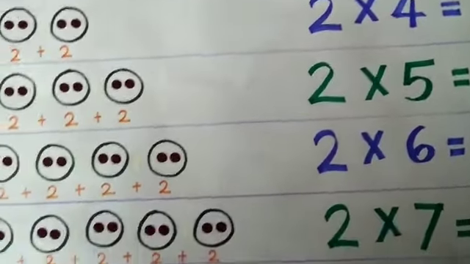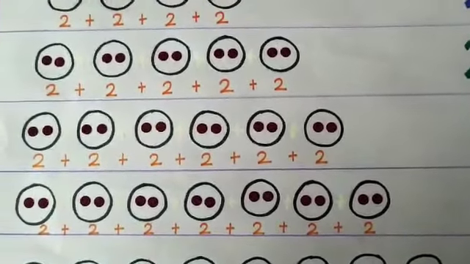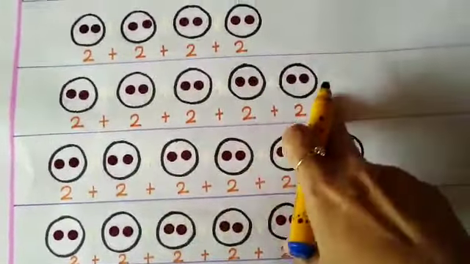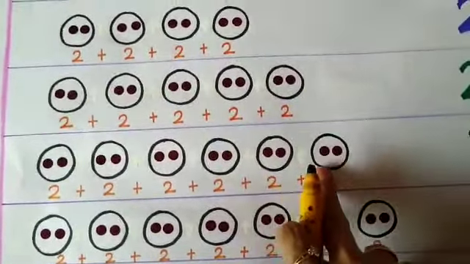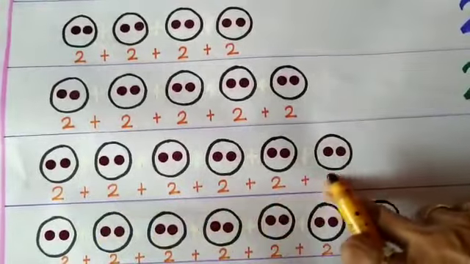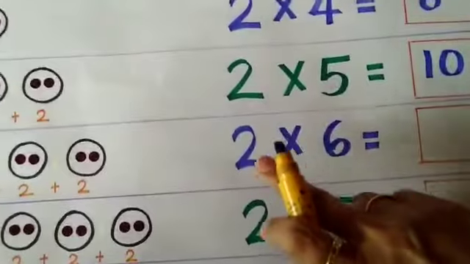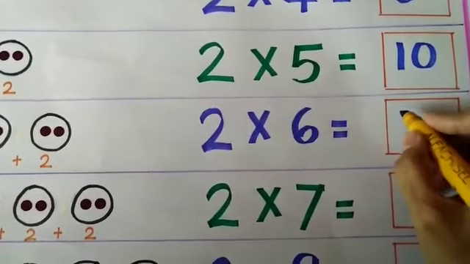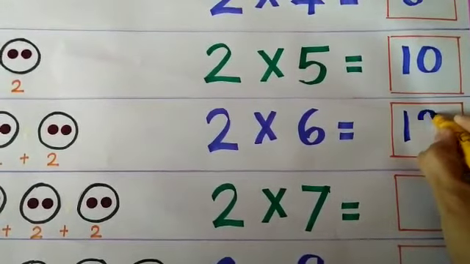Now after these 5 circles, we have one more circle added here. 2 5s are 10. To this 10, again 2 are going to be added. So 11 and 12. So 2 you are going to take 6 times. So 2 into 6 is how many? 12. So 12 bindis here.